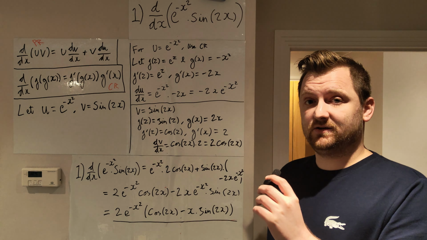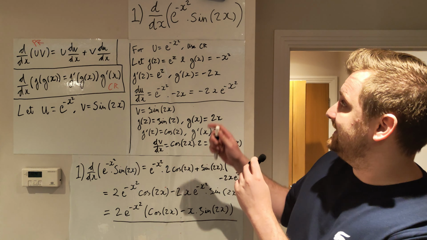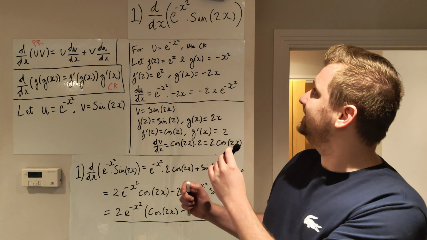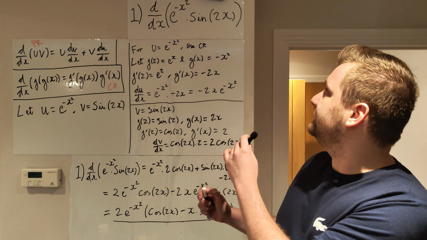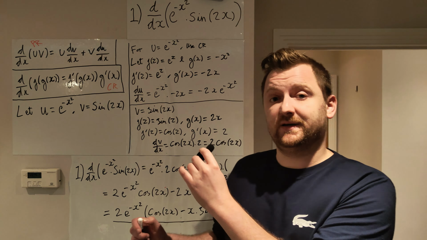Today I'm going to teach you how to tackle this question up here, which is d over dx of e to the minus x squared times sine of 2x.